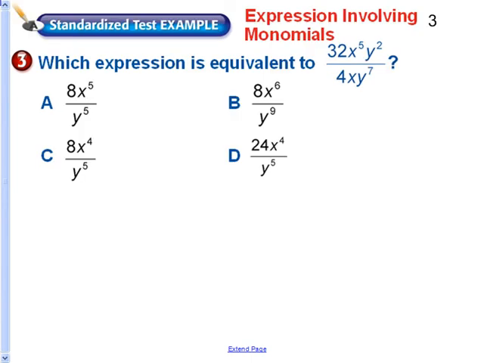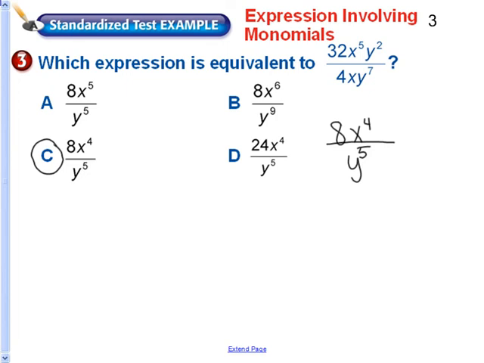Okay, then we have another one. This is on your right page. So copy down the problem. Which expression is equivalent? That's just simplifying again. So 32 divided by 4 is 8. We have 5 x's on the top, 1 on the bottom, so they'd cancel out. We'd have 4 left on the top, 2 y's on the top, and 7 on the bottom. We have y to the 5th left on the bottom. So C is our correct answer.